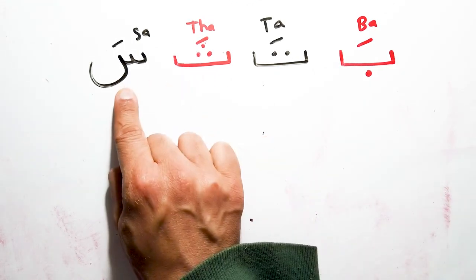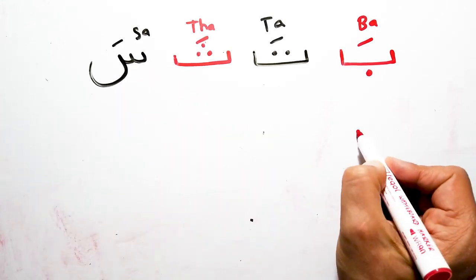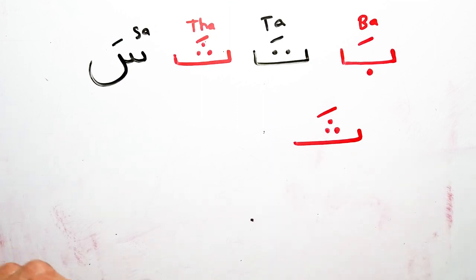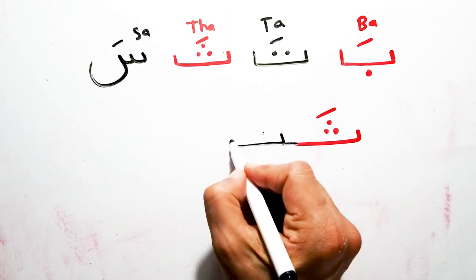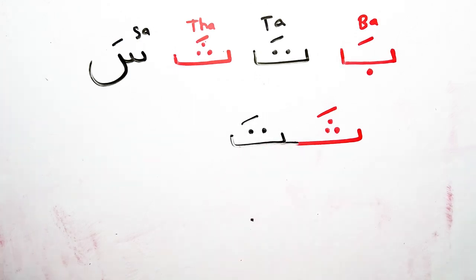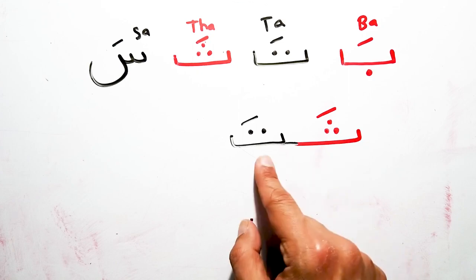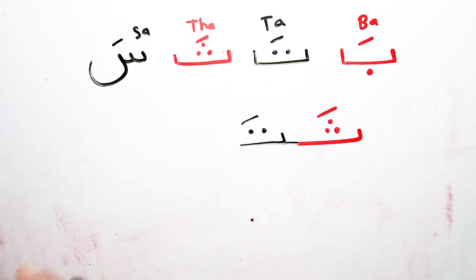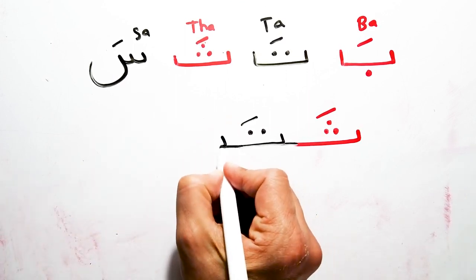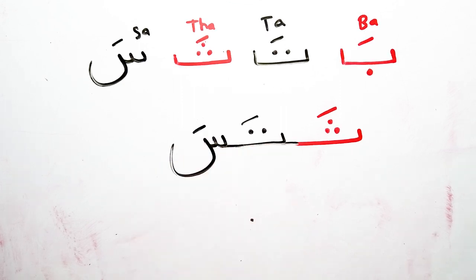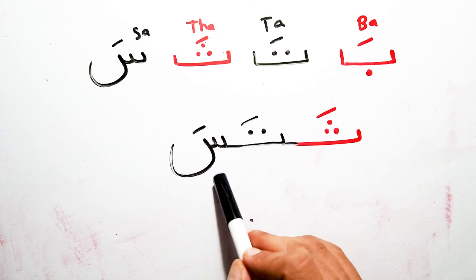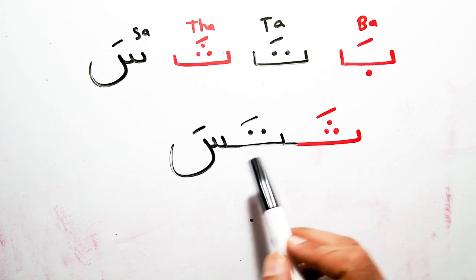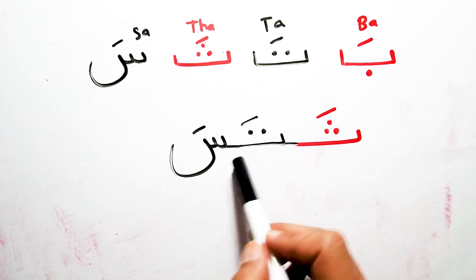Okay. So remember with me now, we have ba, ta, tha, sa. Let's add tha in the beginning of the word. Tha. And connect it to ta. Each letter is a syllable, okay? Thata, thata, thata. Okay, let's add sa in the end of the word. It will be like this. So now we have tha, ta, sa. Let's read it at the normal speed. Thatasa, thatasa, thatasa.